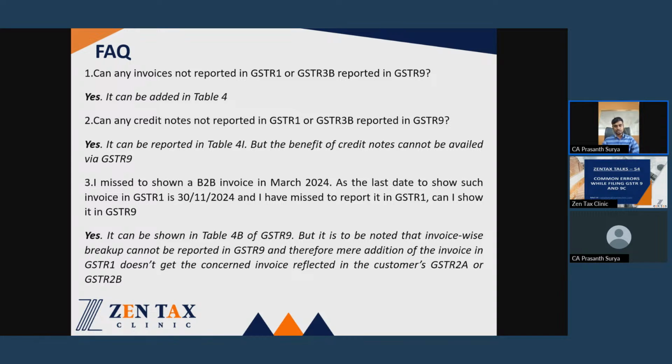You cannot say that if you can reduce the liability at all. While reporting, any benefit in GSTR 9 will not be given. Straight answer is any benefit will not be given. Any additional liability you can very well report in GSTR 9.